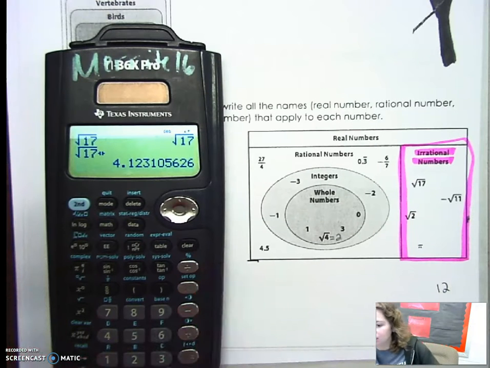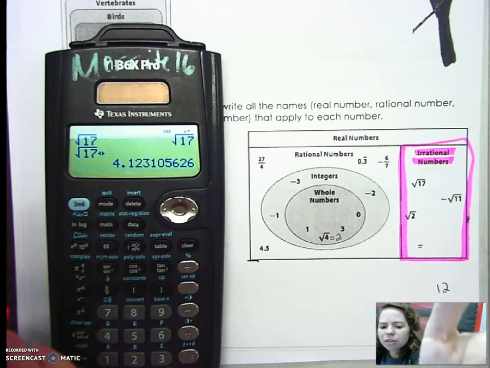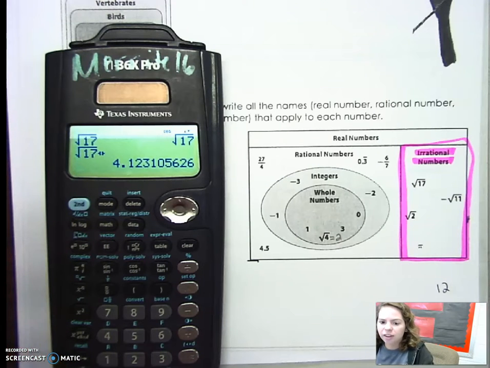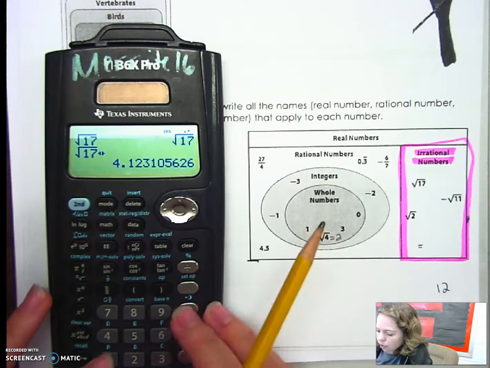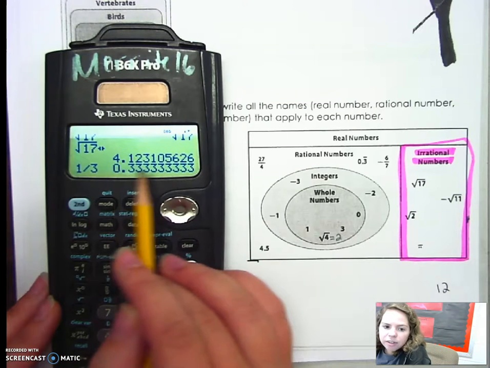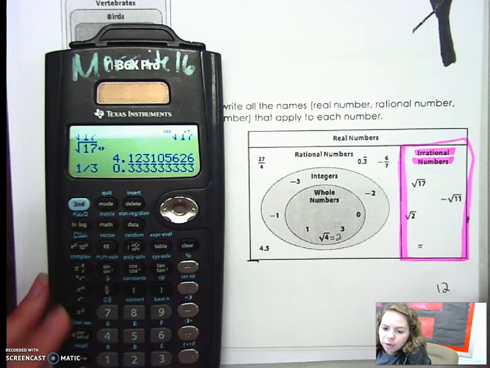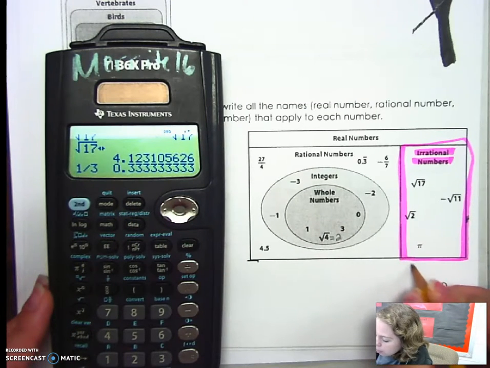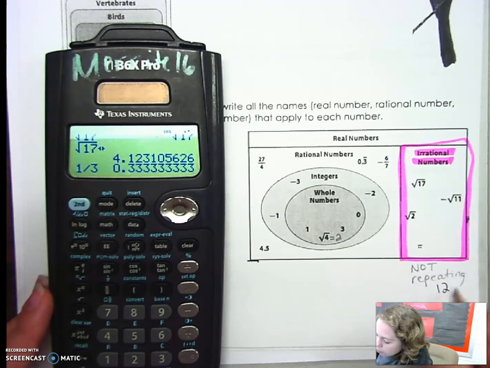Some people might even say it's not normal or irregular because it's so weird. But what you're probably going to notice is it looks like it's going to go on forever, kind of like pi does. But it's also not like 1/3, which is repeating. This number that we just got for the square root of 17 is not repeating. So I'm going to write down, okay, it's not repeating, but it also goes on forever.